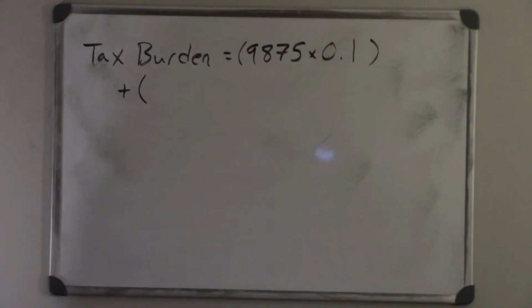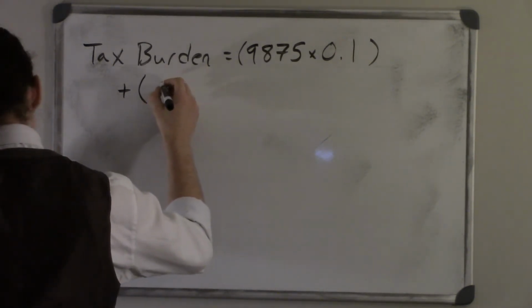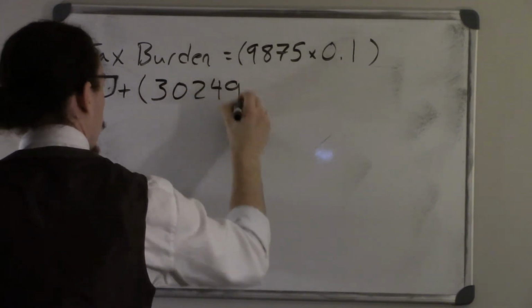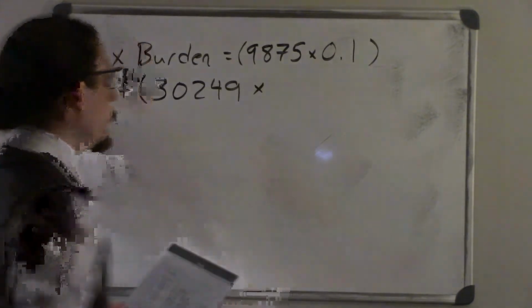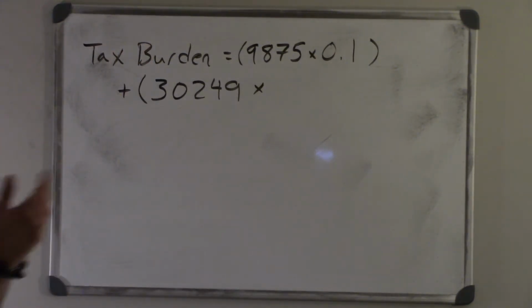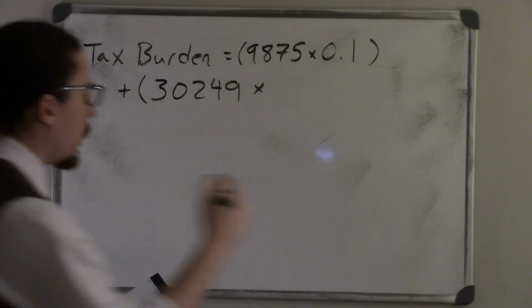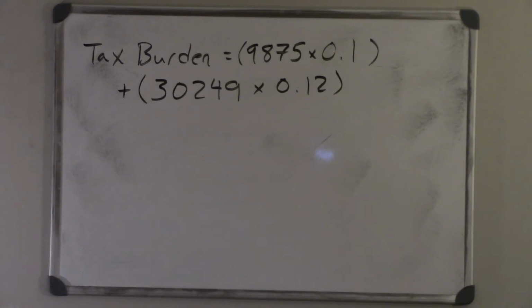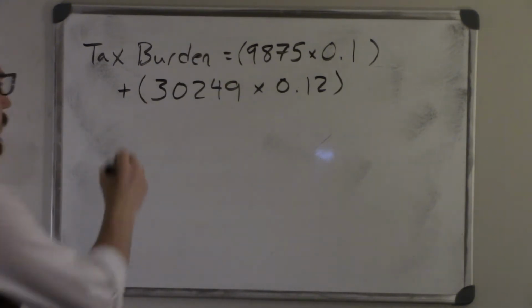Then we look at our next bracket, so $9,876 to $40,125. Well, our taxable income goes through all of that, so that entire section, the $30,249 between the upper and lower boundary of that bracket, is multiplied by its tax rate, which is 12%, so that'll be 0.12.